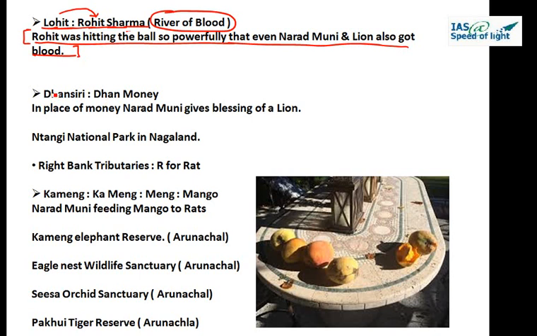The third river we want to remember as a left bank tributary for Brahmaputra is the Dhansiri. From Dhan, we get Dhan, that is money. Dhan is a Hindi word for money. So in place of money, Narad Muni gave blessings of a lion. Okay? So you are worshipping Narad Muni to get the blessings, and what Narad Muni gave you is a lion, a very powerful lion. So now we are fixing the third left bank tributary for Brahmaputra, that is Narad Muni, as the Dhansiri, or Dhan is money.